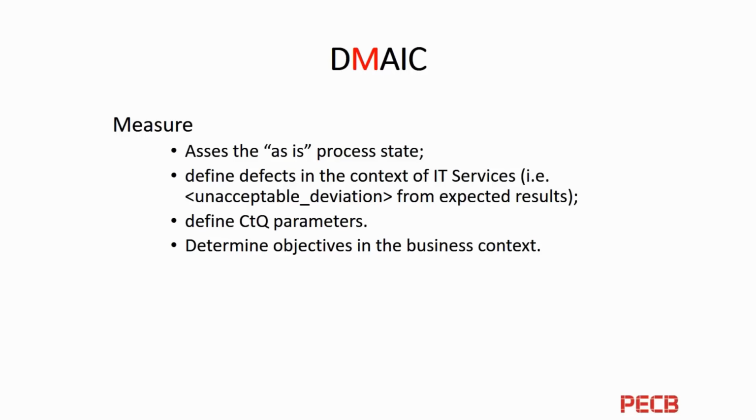We will define what a defect means from a Six Sigma perspective. From a theory of constraints perspective, we will define what the UDE, the undesirable effect, is. We will look at the quality parameters, at what we need to achieve. We would re-look at what we need to achieve in order to satisfy the customer needs. We will determine the objectives within the business context of our organization.